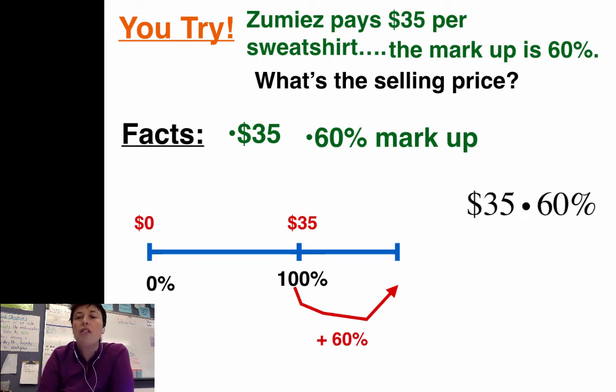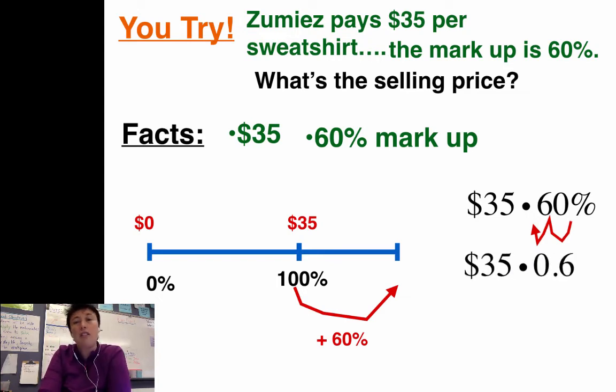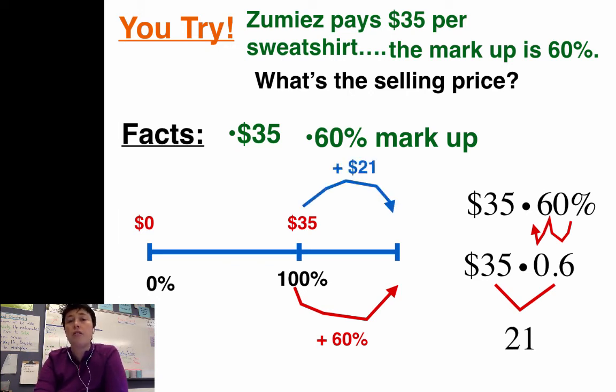So we're going to do $35 times 60%, but as a decimal, that's 0.6. So $35 times 0.6 is the math we need to do. And I got $21 when I did that. So the markup is they're adding on $21 to their price. So 35 plus 21 more adds up to $56. So when you go to the store, you just bought your $56 sweatshirt, your nice sweatshirt.